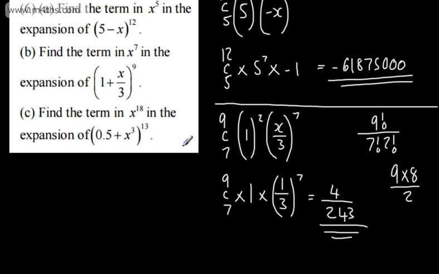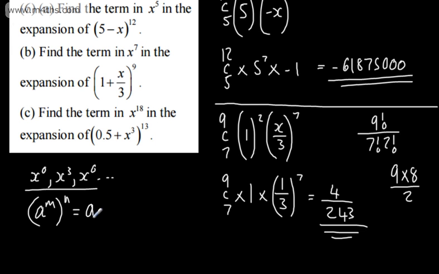In question C, it says find the term in x to the 18th in the expansion of (0.5 plus x cubed) to the power of 13. If we consider this is going in powers of 3, so the first one will be x to the 0, then we'll have x cubed, then we'll have x to the 6, and so on. Using the rules of indices, a to the power of m raised to the power of n is equal to a to the power of m multiplied by n.